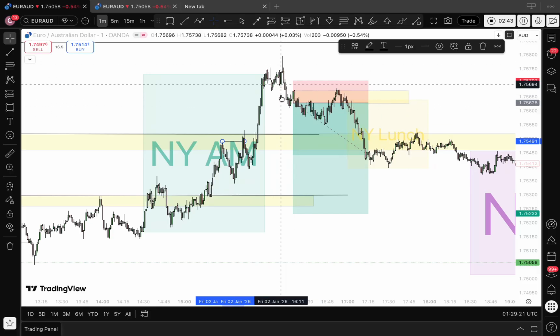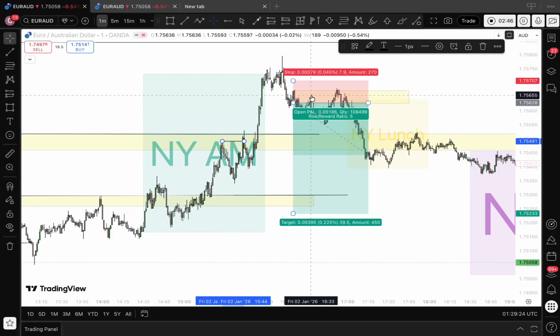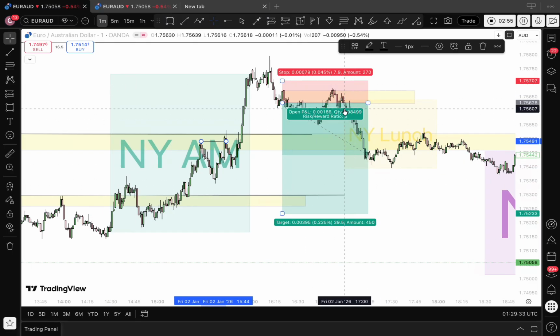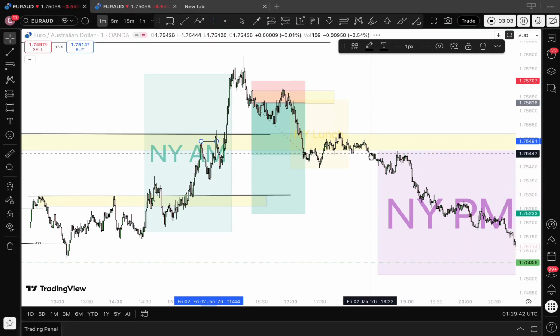After the first leg was formed and then the second leg, I put my entry on the second leg, and you can see price came to the second leg, triggered it first, and then triggered it again before moving in the direction I wanted it to go. You can see the liquidity flows with the New York session launch period. You can see the entry on launch, New York launch period. That's New York afternoon, and then New York PM in the evening.